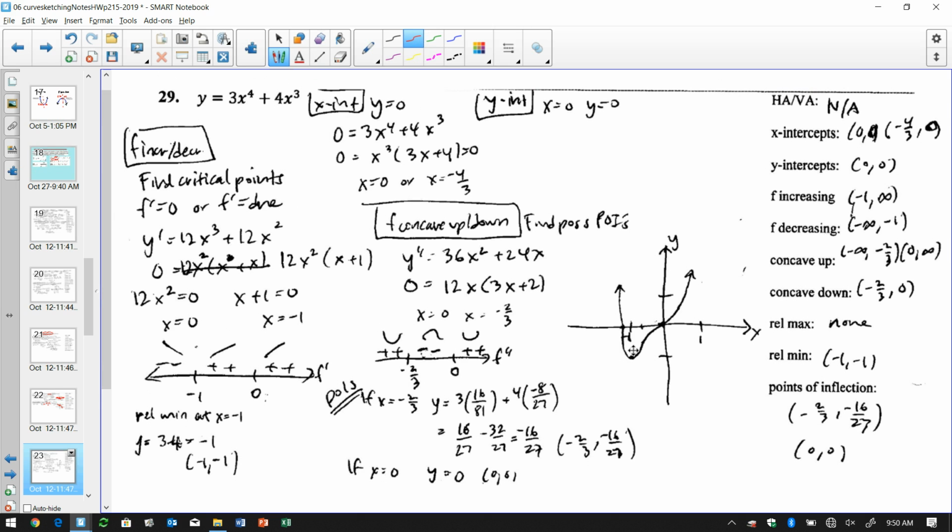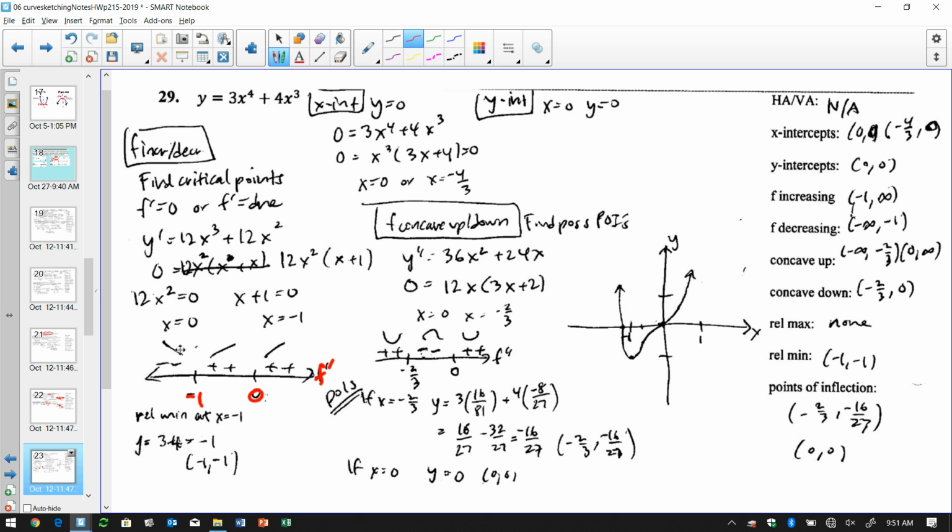Two things I want to point out on this. When you took your f prime, did you notice you had 2 critical points? Both of those critical points happened when you set f prime equal to 0, so slope of 0. What's happening there? Relative min, relative max, or a horizontal tangent line.